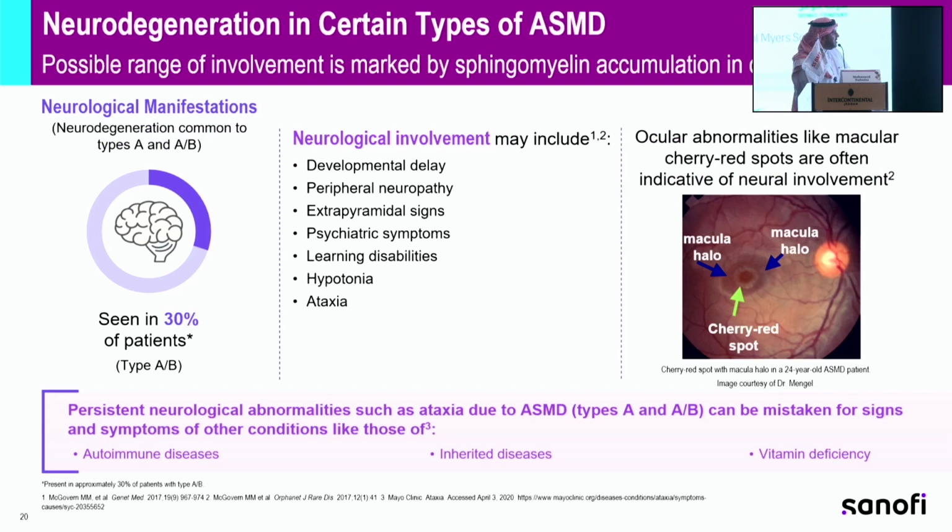CNS manifestation, as I mentioned in the first slides, is present in type A and type AB. It accounts for around 30%, and the patient can present with developmental delay, peripheral neuropathy, psychiatric symptoms, hypotonia, and ataxia. And the other characteristic, ocular abnormality: as you see in the pictures, they can present with macular cherry red spots.